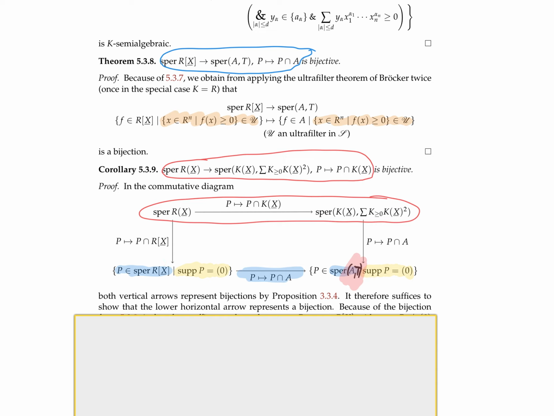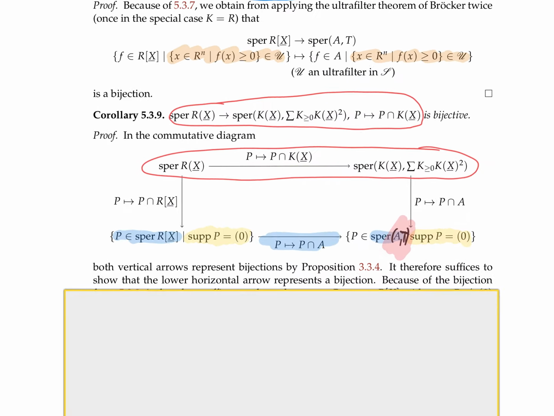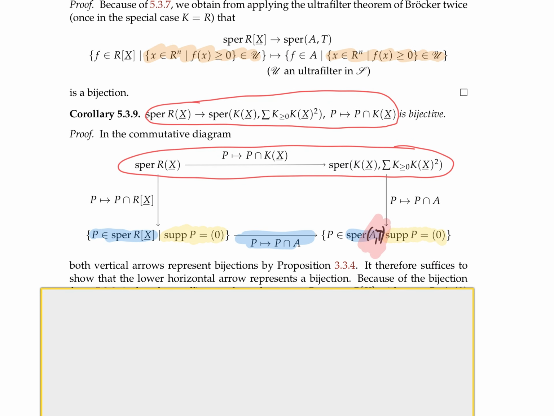And for the second one now, the problem is that I have this additional pre-order, so here I have AT and here I have this pre-order. But that just means I'm filtering out those prime cones that contain the non-negative elements of K, and that's a fixed subset of my integral domain, which in this case is A, right? And the maps, where was it?